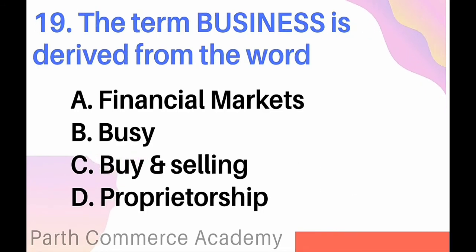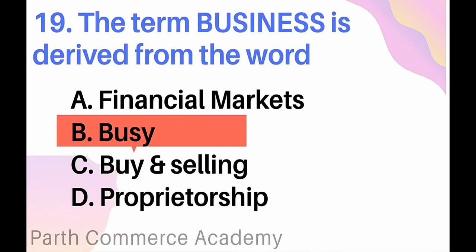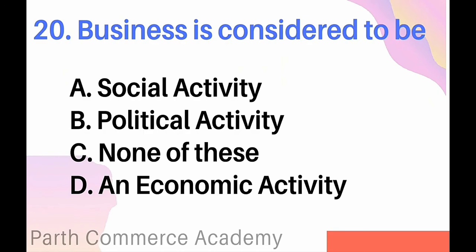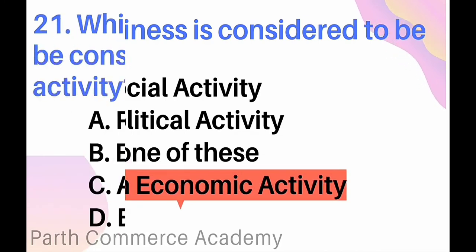Next question is, the term business is derived from the word financial market, busy, buying and selling, or proprietorship. So we know that this word is coming from busy only. So the correct answer is option B, busy. Next is, business is considered to be social activity, political activity, none of these, or an economic activity. So we know that business is an economic activity. So the correct answer is option D, an economic activity.